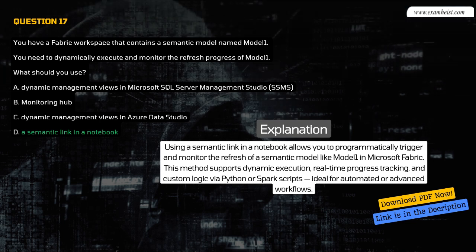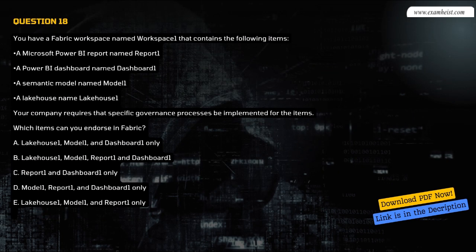Question 18. You have a Fabric workspace named Workspace 1 that contains the following items. A Microsoft Power BI report named Report 1. A Power BI dashboard named Dashboard 1. A semantic model named Model 1. A lakehouse named Lakehouse 1. Your company requires that specific governance processes be implemented for the items. Which items can you endorse in Fabric?